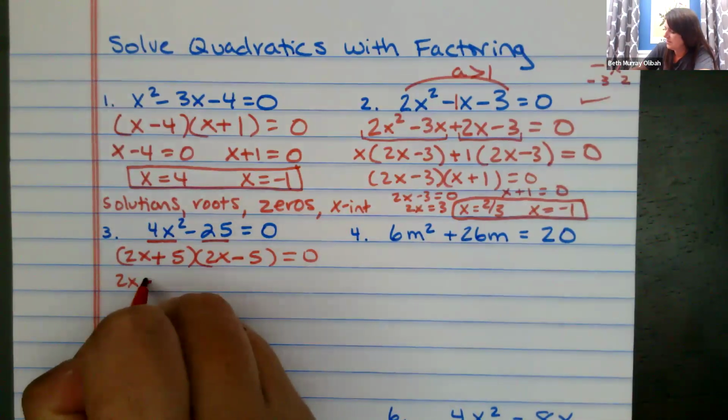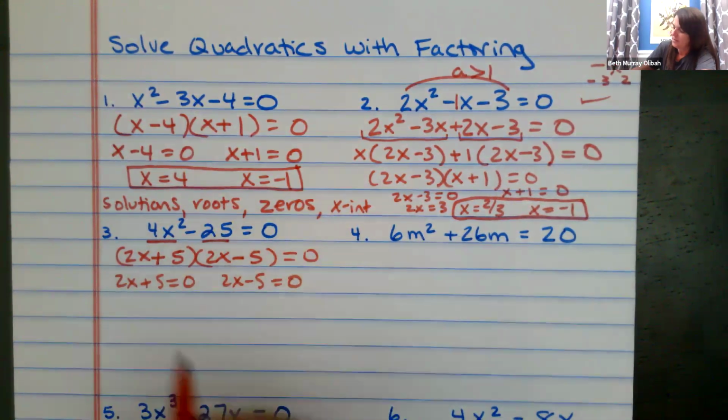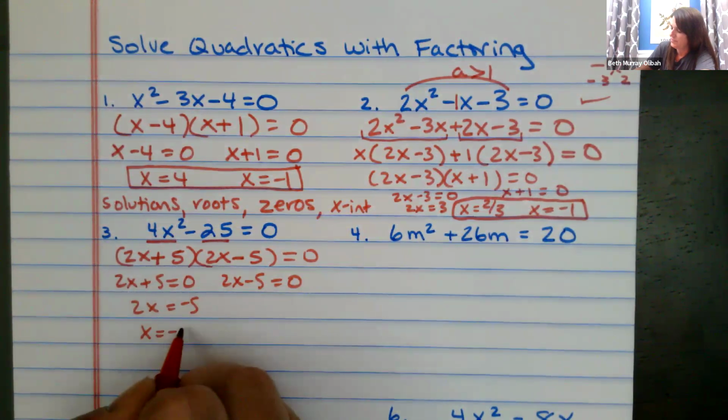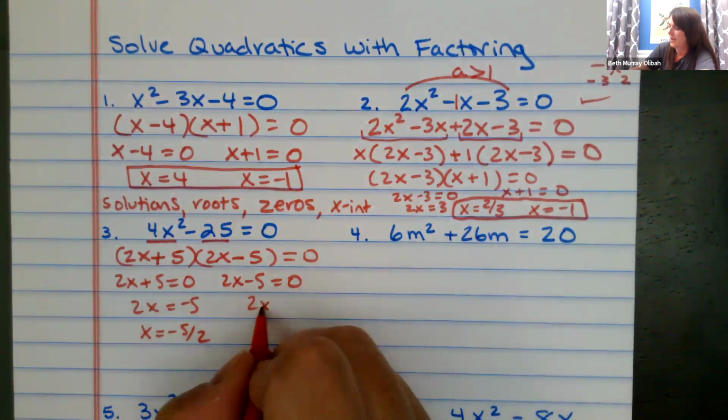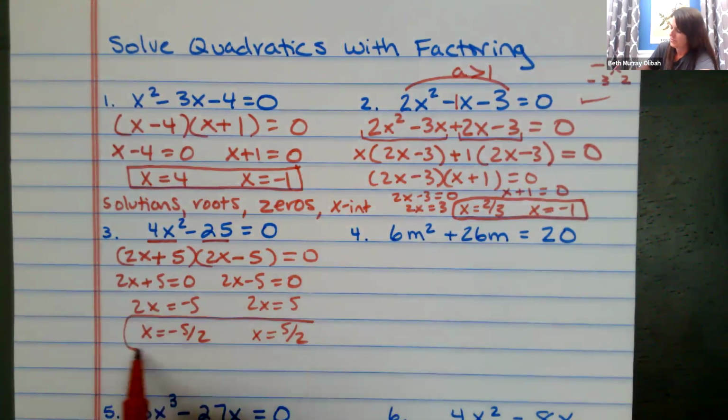So now I set each of these equal to 0 and finish this by solving. So here I would subtract 5 and divide by 2. Here I am adding the 5 and dividing by 2. So those are my 2 answers.